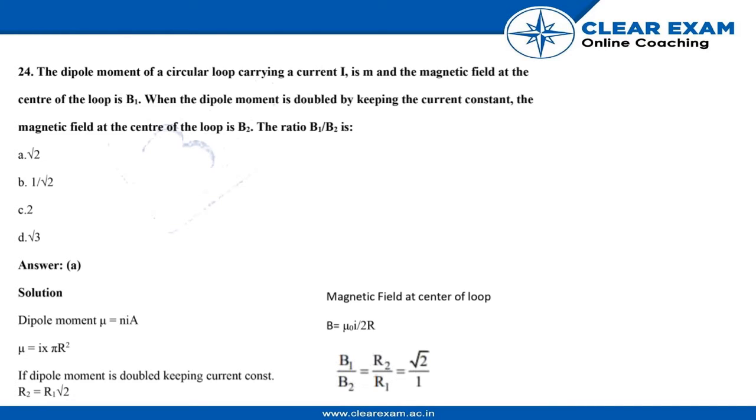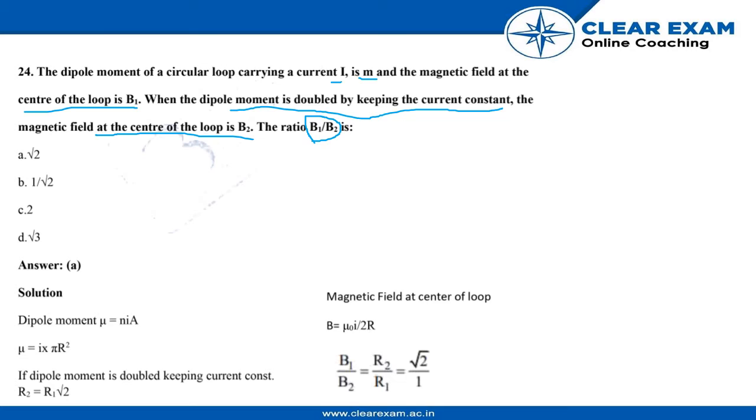Hey guys, now we are going to solve question number 24. Let's see what the question states. The dipole moment of a circular loop carrying a current I is M and the magnetic field at the center of the loop is B1. When the dipole moment is doubled by keeping the current constant, the magnetic field at the center of the loop is B2. Then the ratio B1 by B2 is.